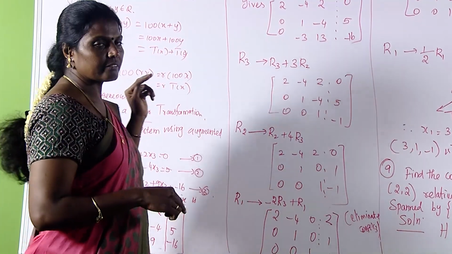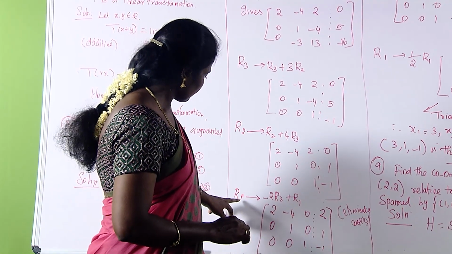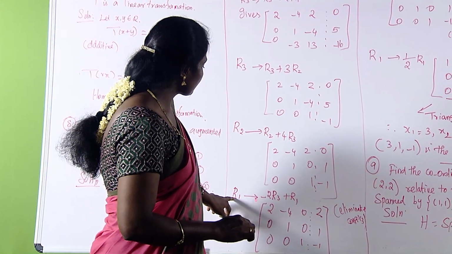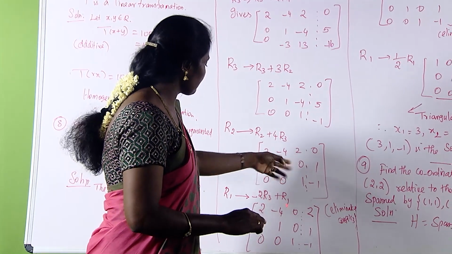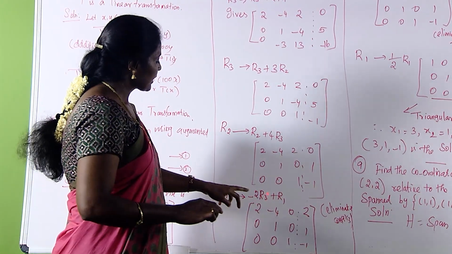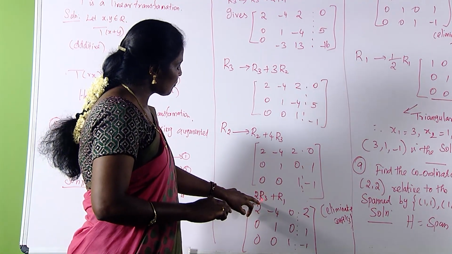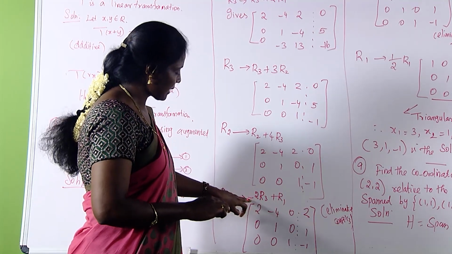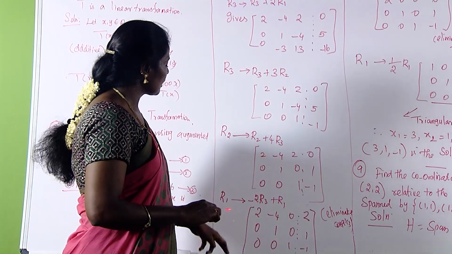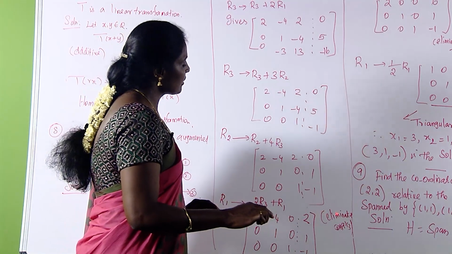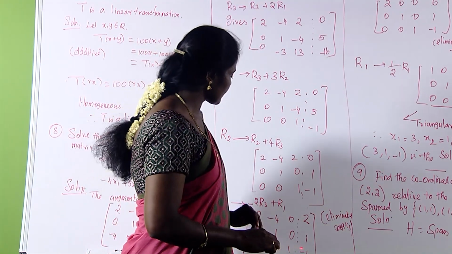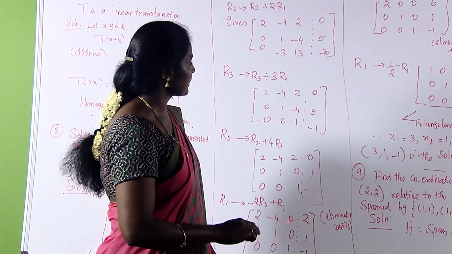Finally, we can come back to R1. Now, R1 can be replaced with minus 2 times R3 plus R1. So, I can multiply the entries of the third row by minus 2 and add to R1, we can get R1. So, here we are going to eliminate the coefficient of x3. So, this is the augmented matrix.